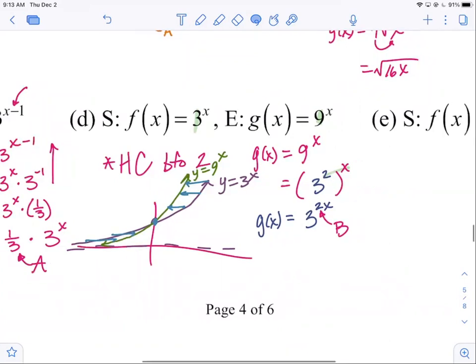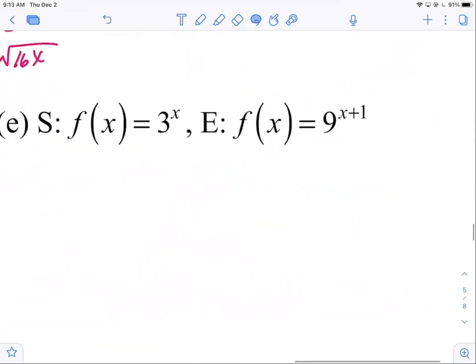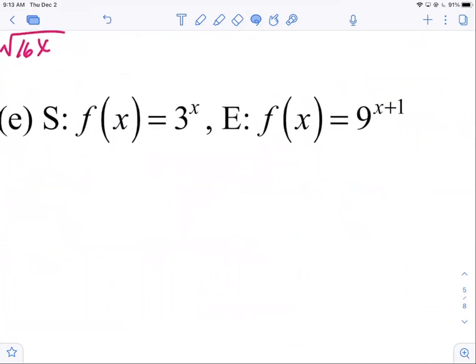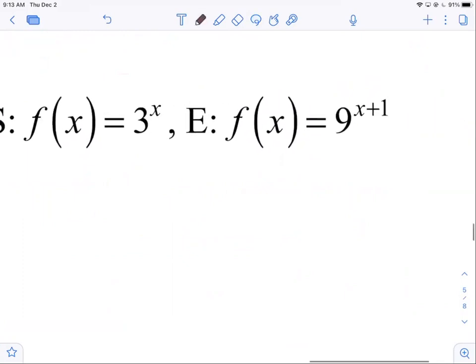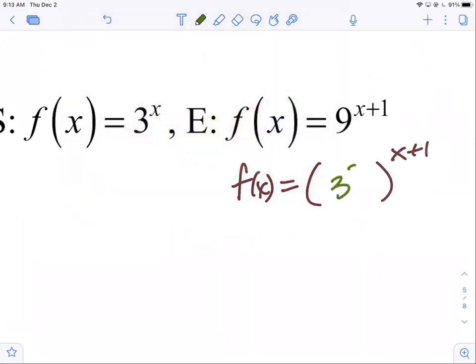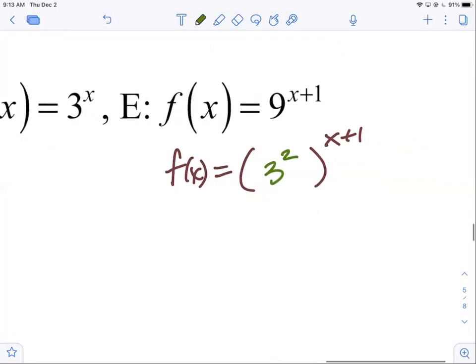All right, let's just, for the sake of time, I think we just have to boogie, right? So let's just do this one together as well. Now I want to get from 3 to the x to 9 to the x plus 1. Ooh, well, first steps first. Just like before, I want to write 9 to the x plus 1 in terms of 3. So we'll do the same thing. I'm just going to replace the 9 with a 3 squared. Okay, and then I'm going to simplify that.